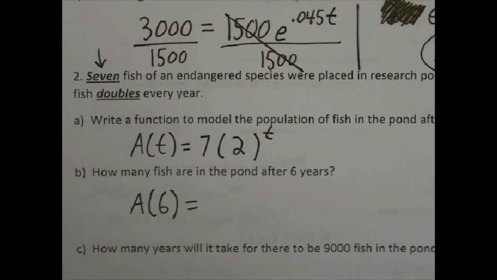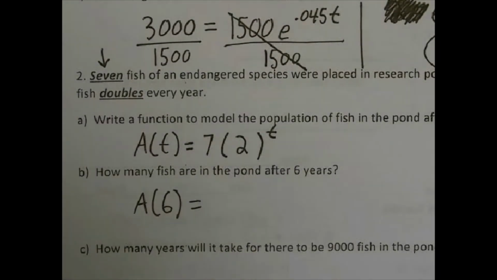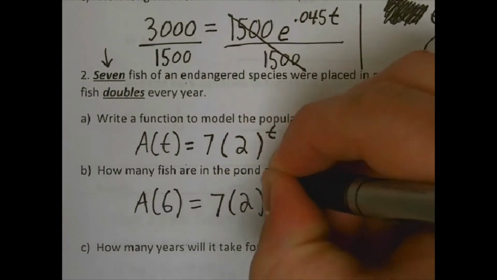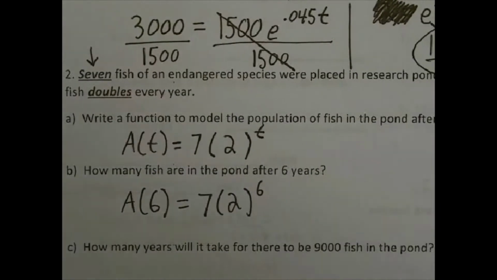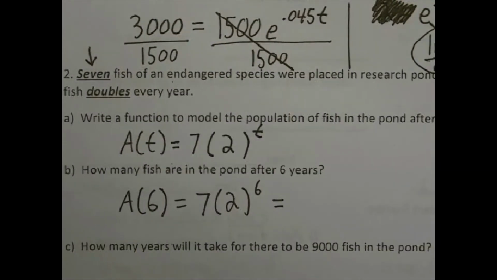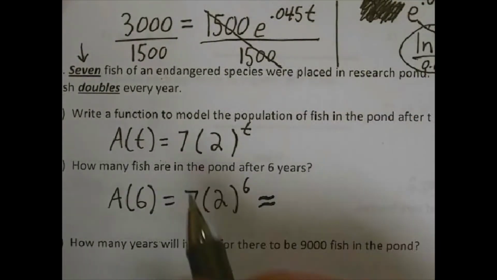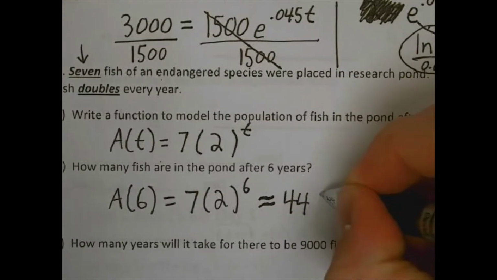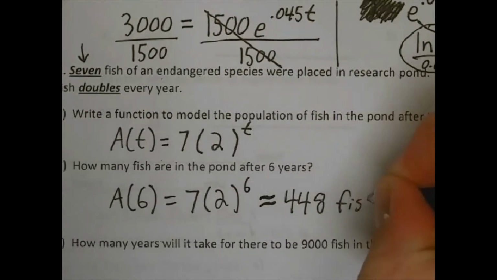All right, on B, I need to find how many fish are in the pond after 6 years. So I'm going to put 6 in for T. So I'm going to have 7 times 2 to the 6th power. And then I will get a number, and that'll be the number of fish that I get. So 7 times 2 to the 6th power, you get 448 fishies.